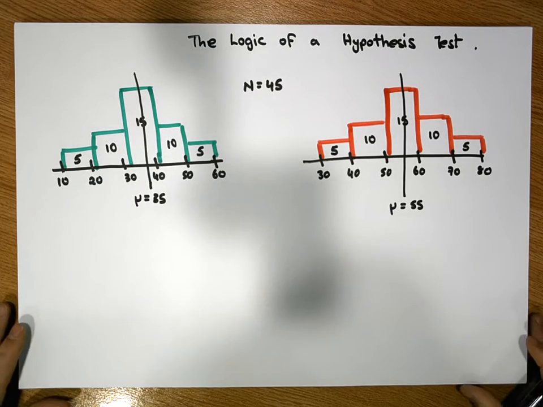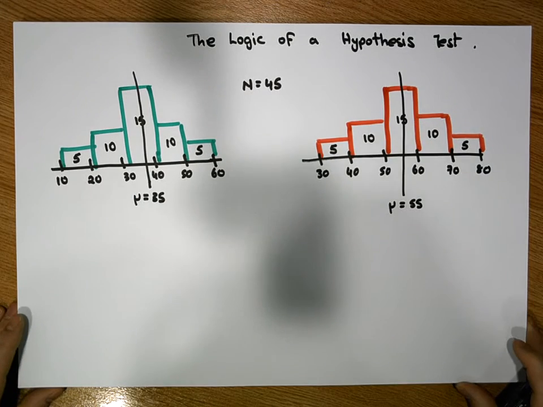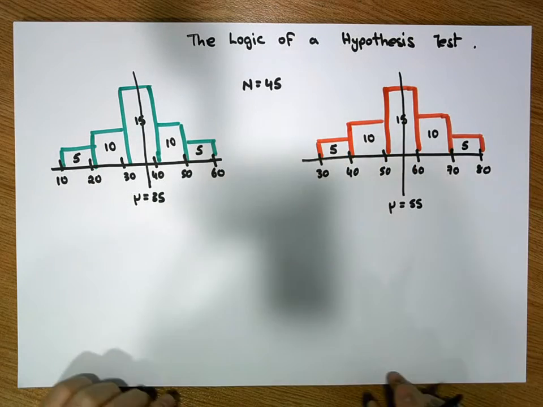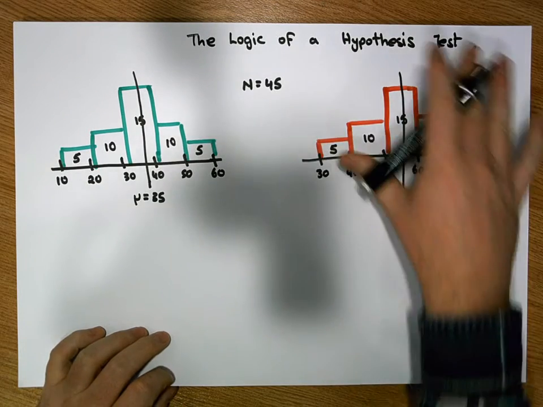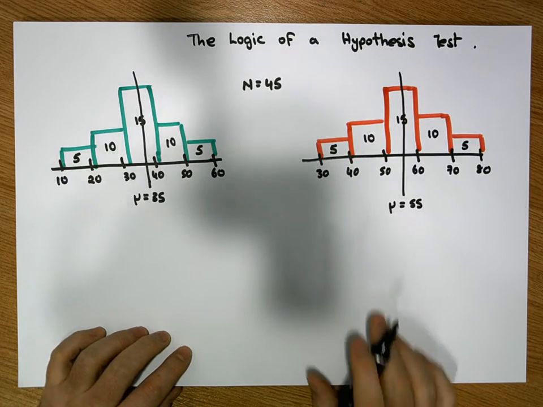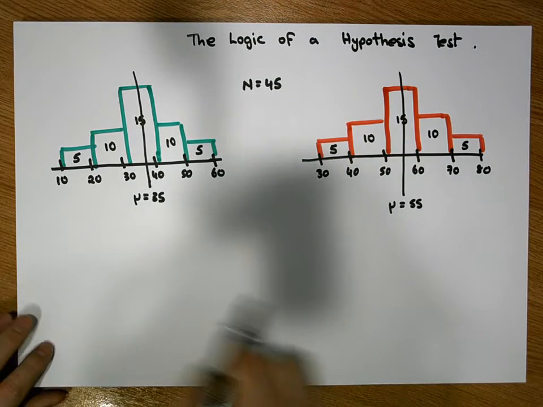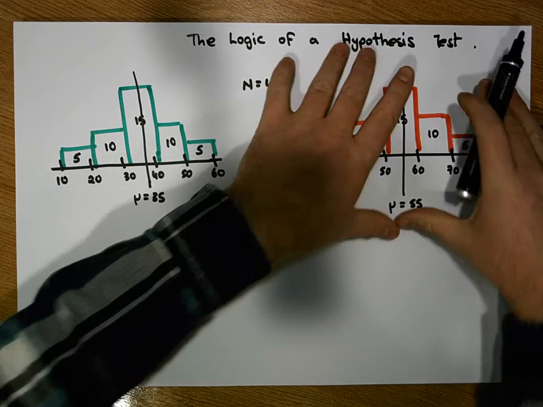Now, let's just assume that this is our population over here. So we're assuming this is the population in the first instance. And let's work out some probabilities. Let's actually work out all the probabilities first of all over here.